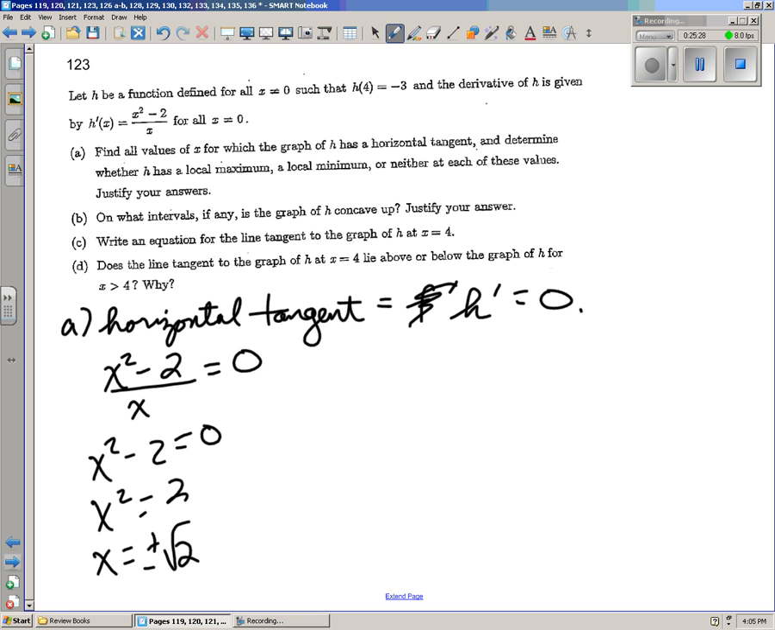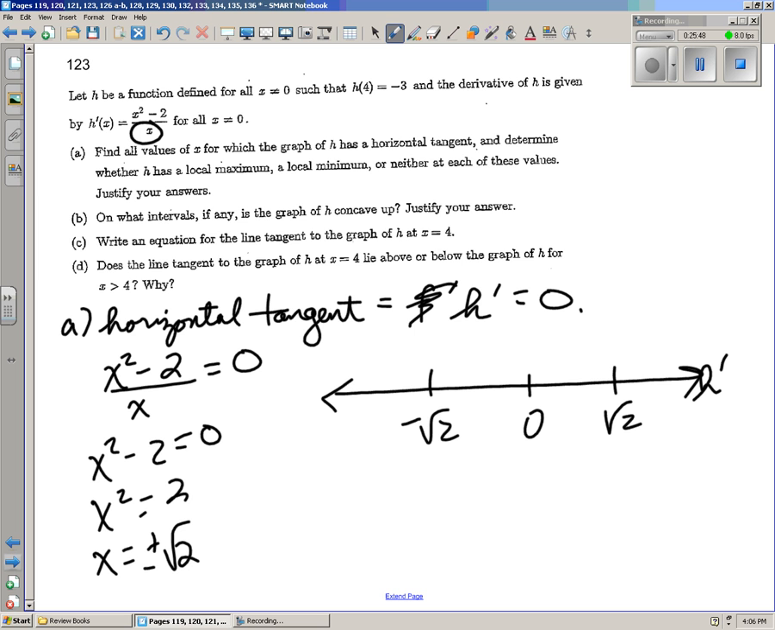And then it says, we want to determine whether h is a local max, min, or neither at these values. This is a tricky question for the following reason. When you draw your h prime number line, you need to include negative radical 2, but you also need to include 0, because 0 makes the derivative undefined. It's a critical value. So even though the derivative doesn't exist there, the derivative could possibly change signs there. So you need to be very careful.